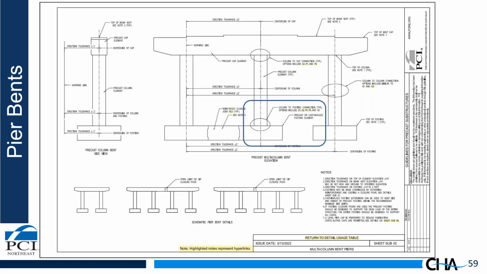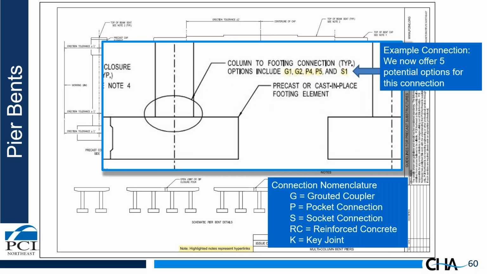First, we'll focus in on this column to footing connection at the base. You'll notice here that note says column to footing connection. Options include G1, G2, P4, P5, and S1. That means we now have 5 potential options to connect this column to the footing. So if designers don't like grouted couplers, you have options. You can go to pocket connections, which P stands for pocket, S stands for socket, RC stands for reinforced concrete, and K stands for keyed joints.